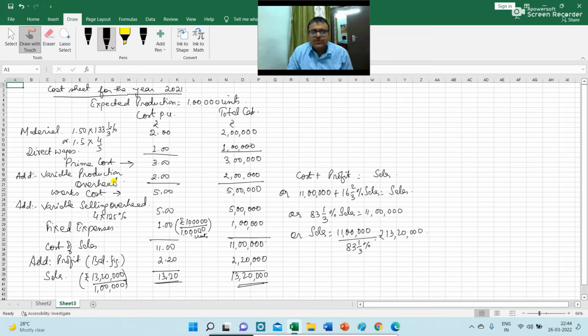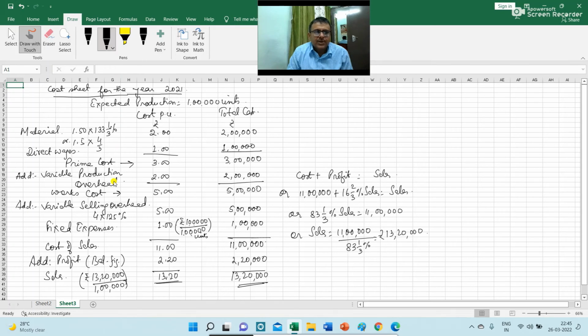There is no change in the direct wages cost. So in the year 2020 we have calculated the direct wages cost per unit to be rupee 1. So here I have written direct wages cost per unit to be rupee 1 and the total direct wages will be 1 lakh. So prime cost per unit is calculated at rupees 3 and total prime cost is rupees 3 lakh.